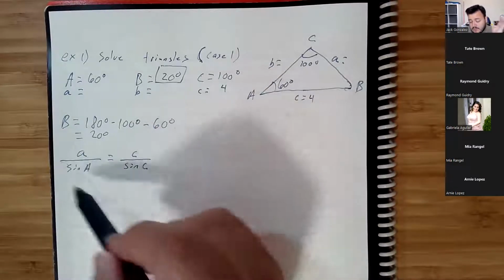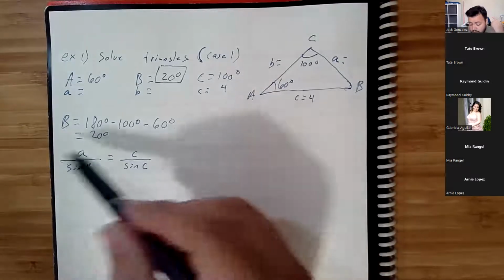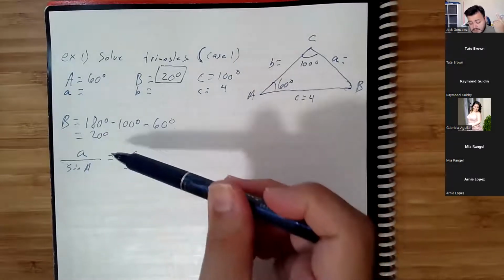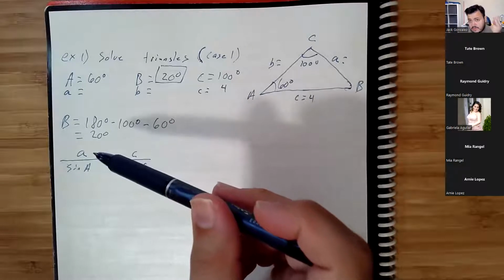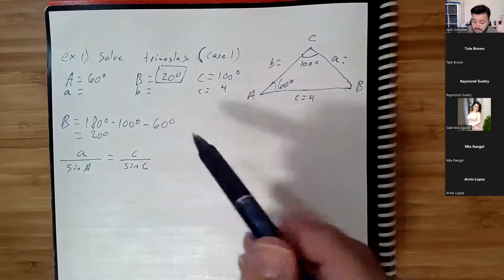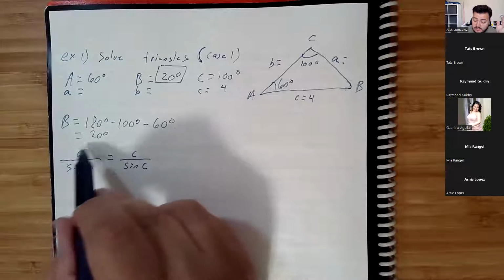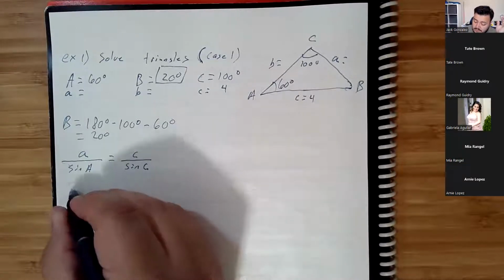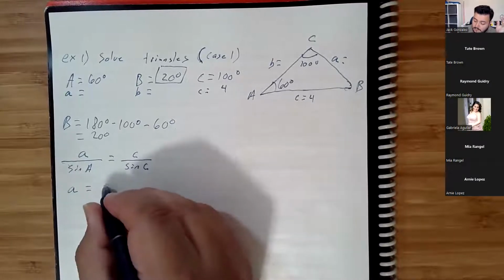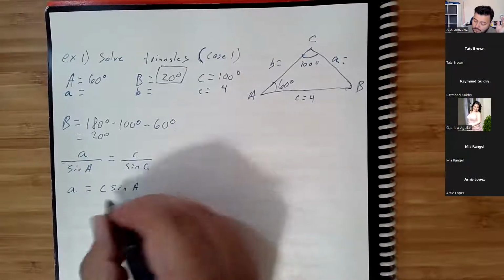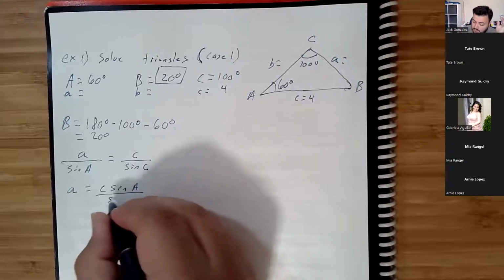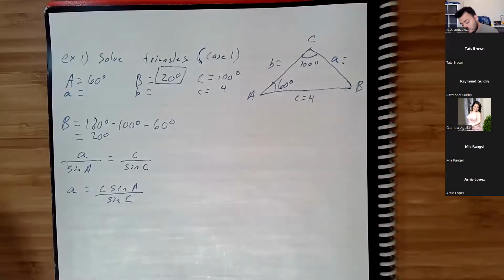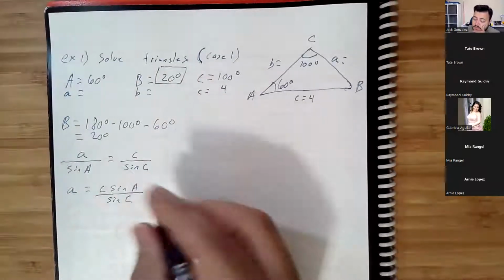You can only solve one unknown when you're solving equations. If you have two unknowns, then you need two equations, but we're not doing that. So just isolate the piece you don't know. I'm going to multiply both sides by sine A. That would get me to here. So plug in what we know and we're good.